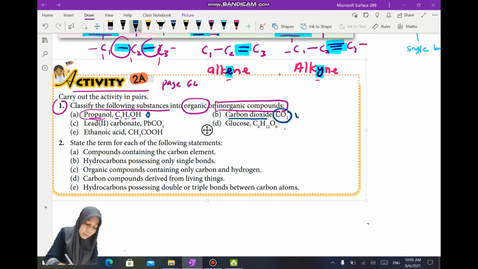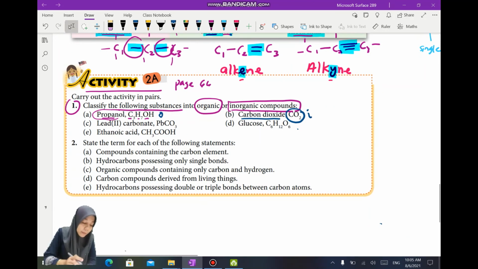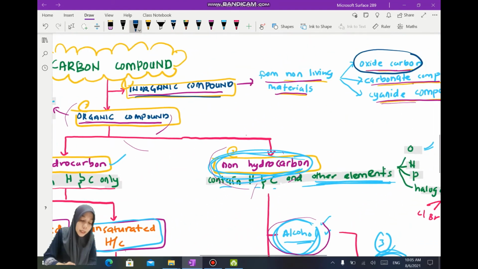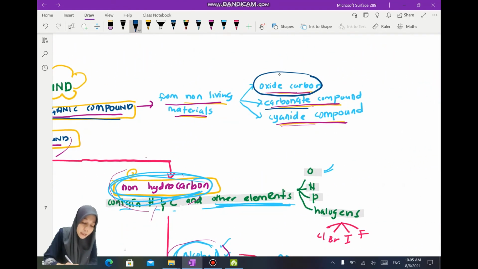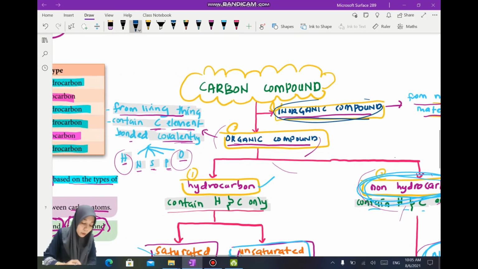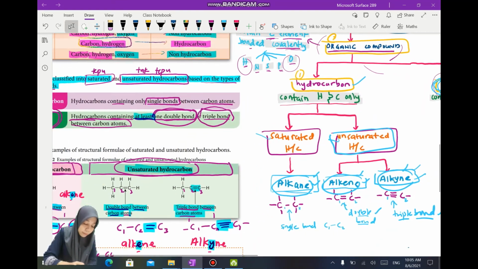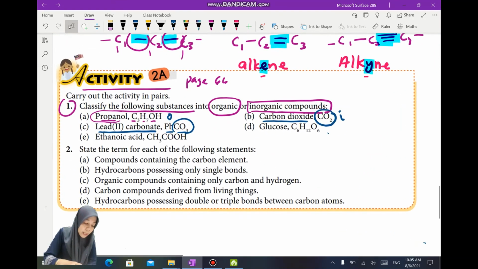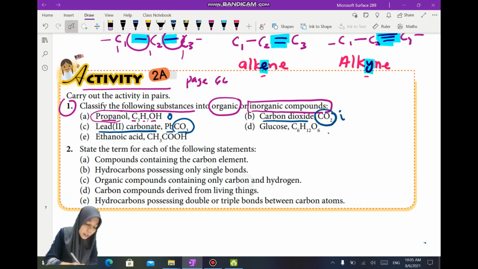Inorganic compound. And then lead to carbonate, PbCO3. Kalau kamu tengok tadi, carbonate compound also inorganic compound. So bermaksud lead to carbonate also inorganic compound. Saya wakilkan sebagai I, inorganic compound.